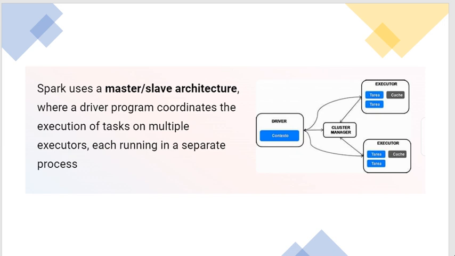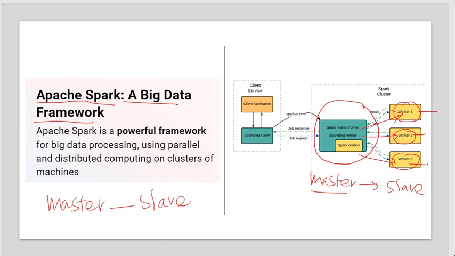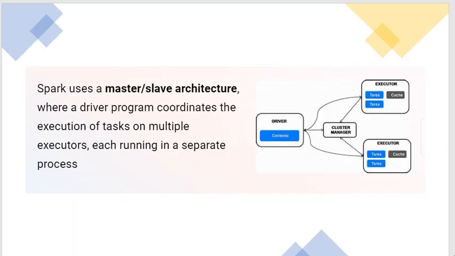In the last tutorial, we have seen what exactly Apache Spark is. Apache Spark is a framework for big data processing which uses parallel and distributed computing on clusters of machines. Last time we saw that Spark uses a master and slave architecture.